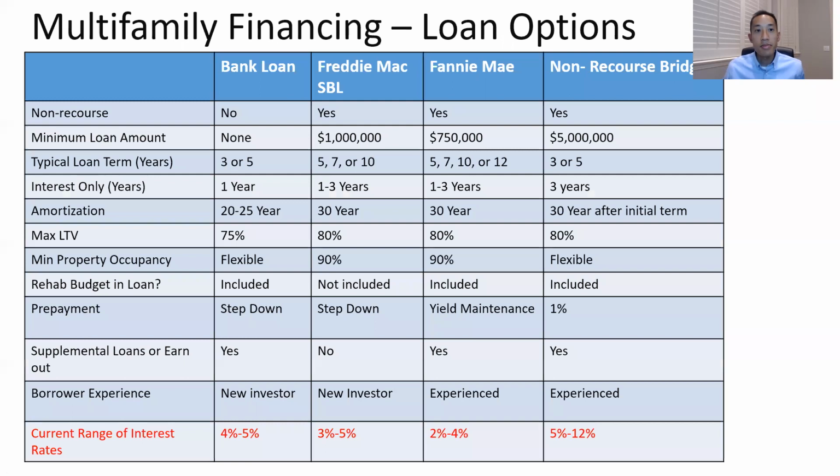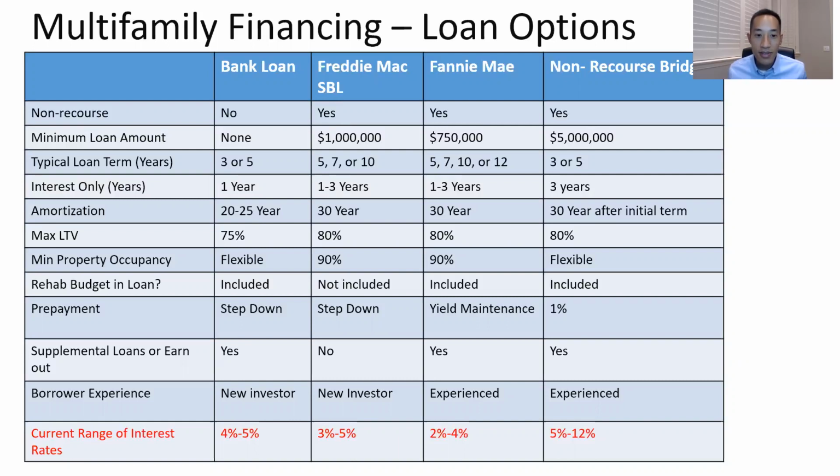So let's jump in. There are really four main loan types that multifamily investors are going to use when they're financing their deal. On the bottom part of the slide, I give a range of interest rates. Bank loan, you're going to be 4 to 5%. Freddie Mac SBL, anywhere from 3 to 5%. Fannie Mae, anywhere from 2 to 4%. And then non-recourse bridge, anywhere from 5 to 12%.